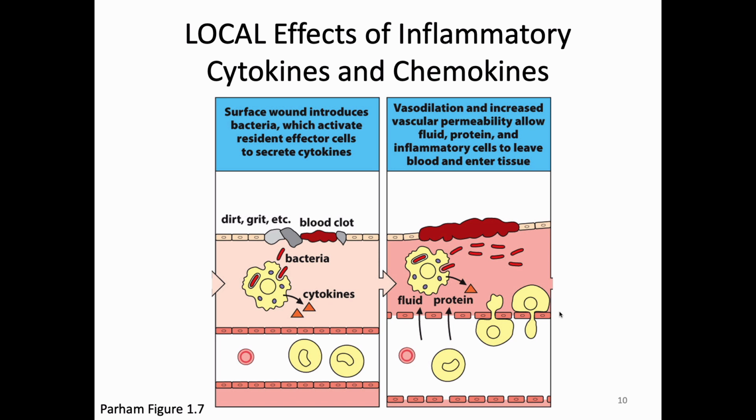That's the first word up in that blue box. You can also look at the walls of the blood vessel. The walls of the blood vessel have become leaky. The cells are not as close together as they were before. That is called increased vascular permeability. Both of those changes to the blood vessel are the direct result of cytokines acting on them.